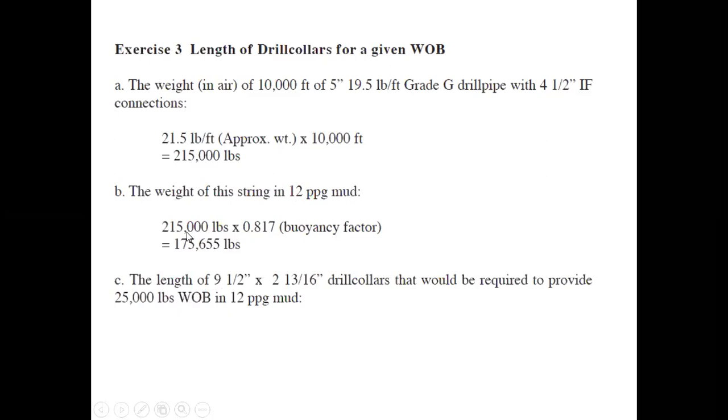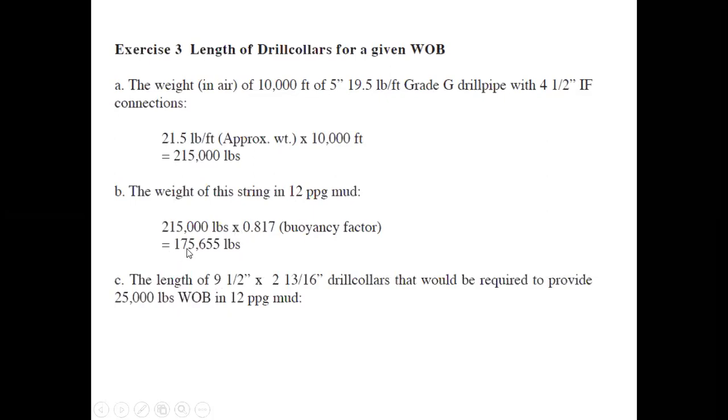We find out that the weight of the drill string of 10,000 feet, 5-inch drill pipe outside diameter, 19.5 pound per foot nominal weight, grade G pipe, will have a total weight of 175,655 pounds. This is the weight in air.